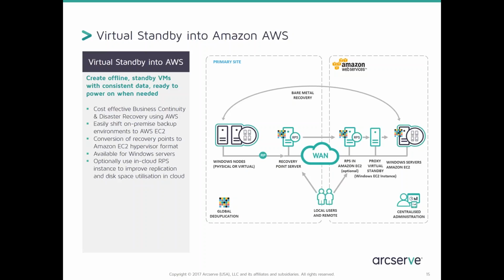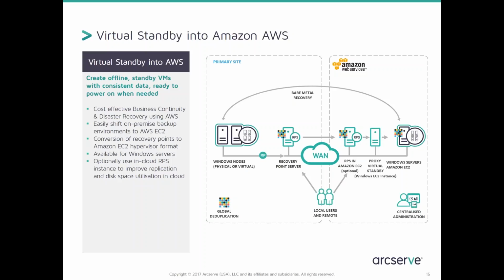What we can also do, if we're using an RPS server in EC2, is replicate the recovery point from one RPS to the other. This lets us replicate the deduped data, which makes it a WAN optimized replication. And if we do the conversion or the creation of the virtual standby from the RPS in the cloud in EC2, the data is local to the cloud, which will make that conversion and creation quicker.